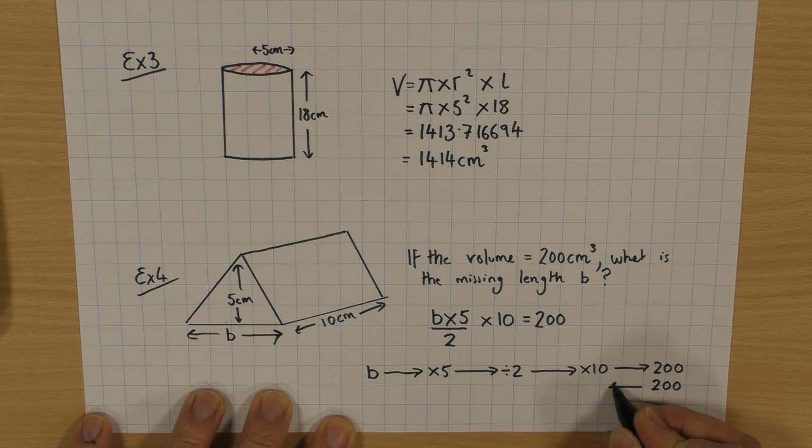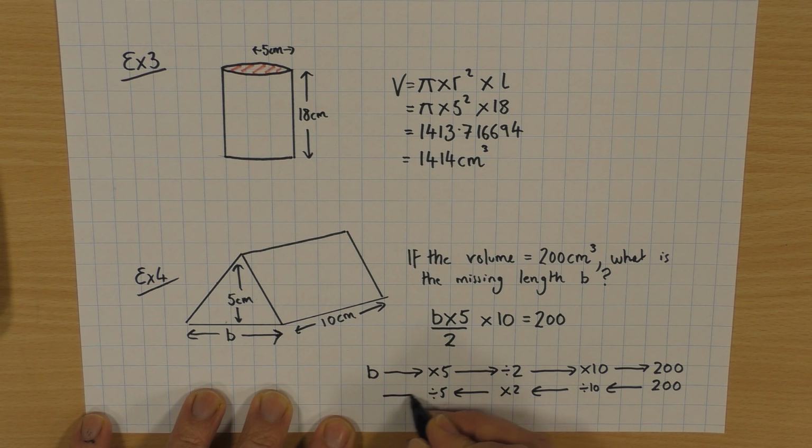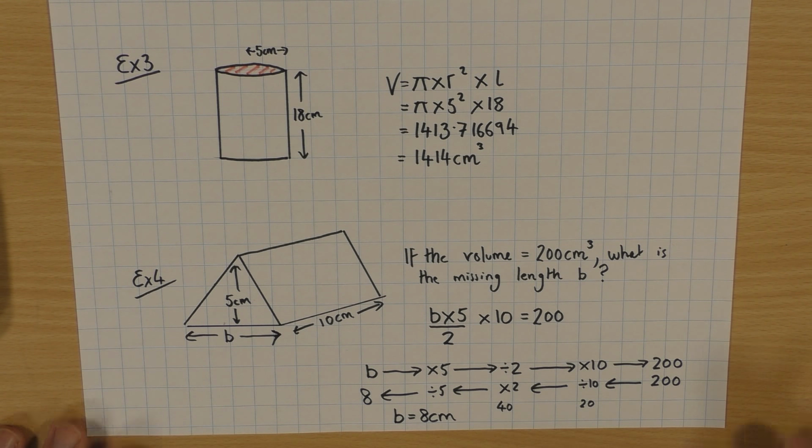So I come underneath, I do the opposite operations. The opposite of times 10 is divide by 10. The opposite of divide by 2 is times by 2. And the opposite of times by 5 is divide by 5. So I can work them out. 200 divided by 10 is 20. 20 times 2 is 40. 40 divided by 5 is 8. Don't forget to write your answer down separately. The missing length B equals 8 centimetres. And that's volume of a prism.